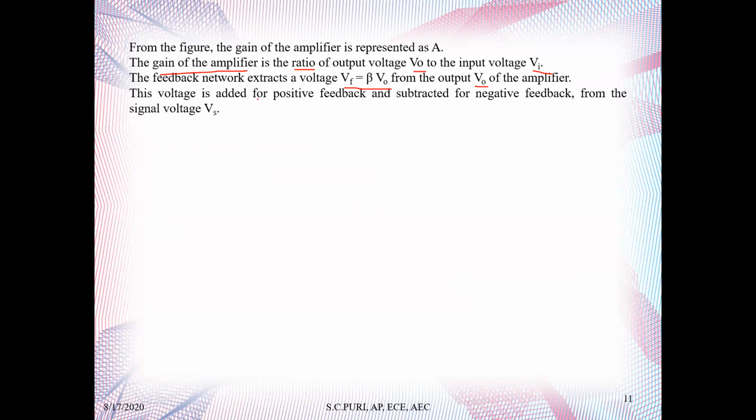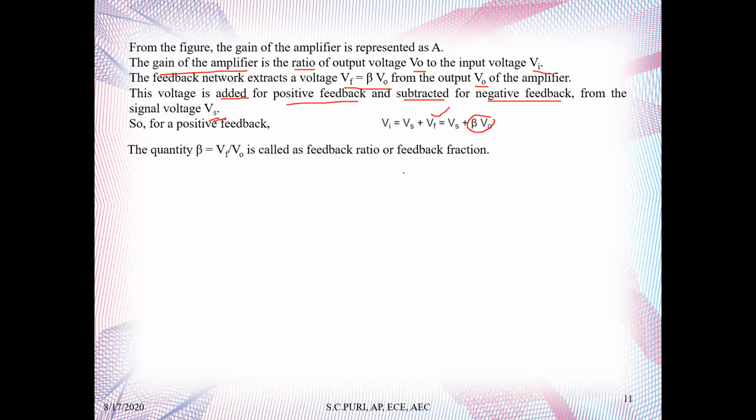From the figure, the gain of the amplifier is represented as A. So what is gain? The gain of the amplifier is the ratio of output voltage to the input voltage. The feedback network extracts the voltage Vf equal to beta V0 from the output voltage V0 of the amplifier. The voltage is added for positive feedback and subtracted for negative feedback from the signal voltage Vs. So for positive feedback, Vi is equal to Vs plus Vf, which is equal to Vs plus beta V0. We know that Vf is equal to beta V0. The quantity beta, equal to Vf by V0, is called the feedback ratio or feedback fraction.